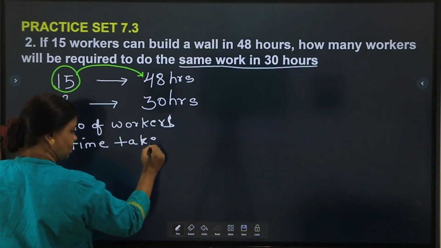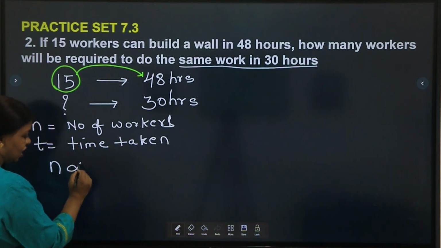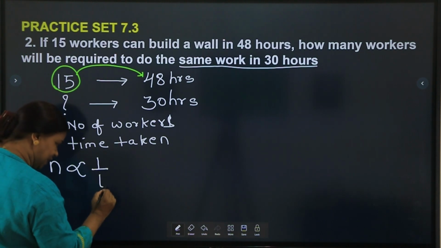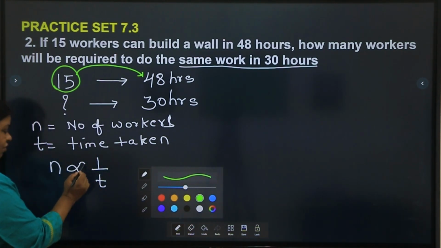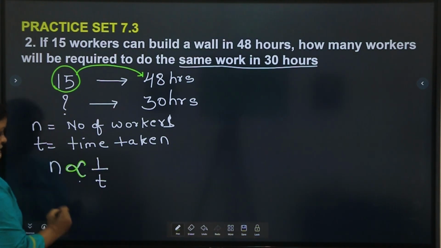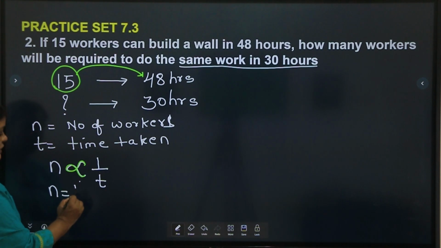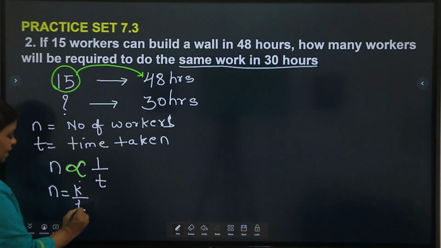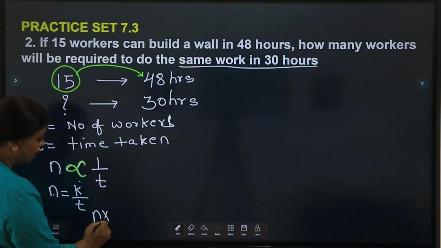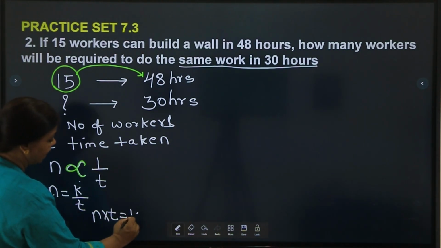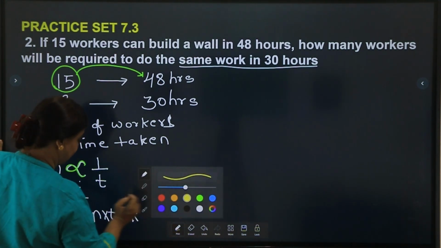Fine. So here N is in inverse variation to time taken. Now first thing I will do is I will remove the sign of variation. So what will I introduce? I will introduce equal. N is equal to K upon T. T will go up and it will be N into T is equal to K. And what is K? K is the constant of variation.